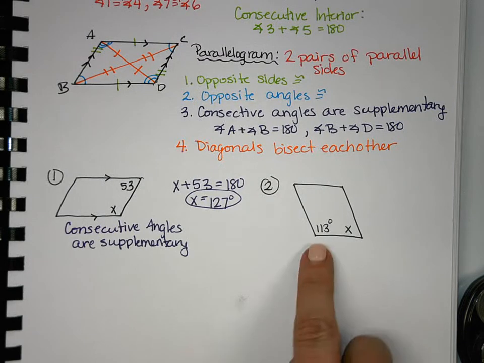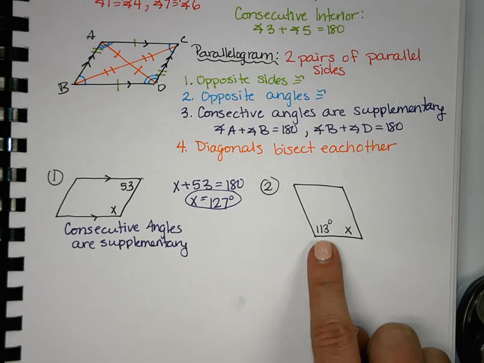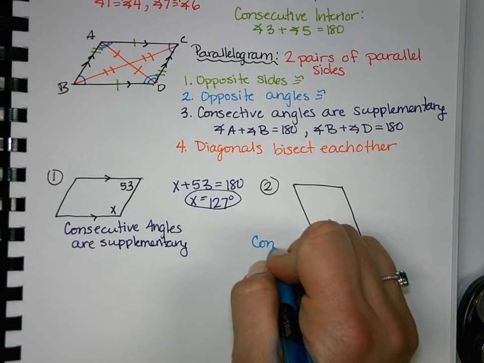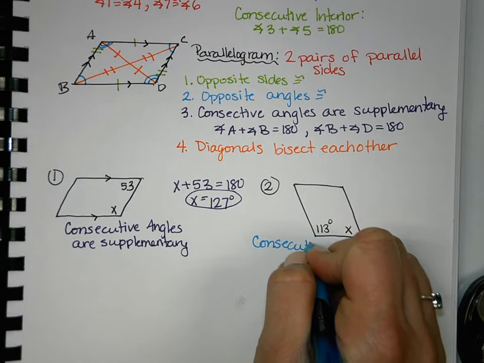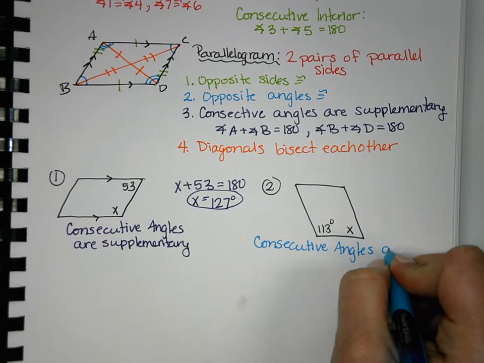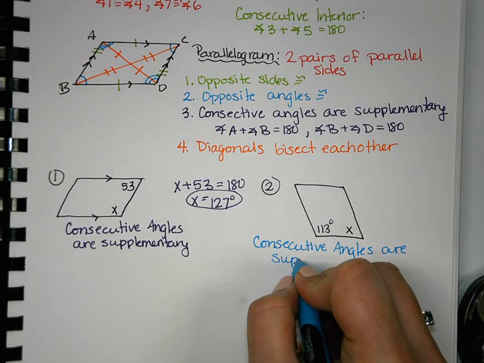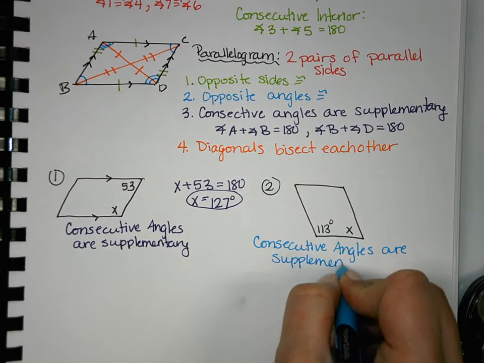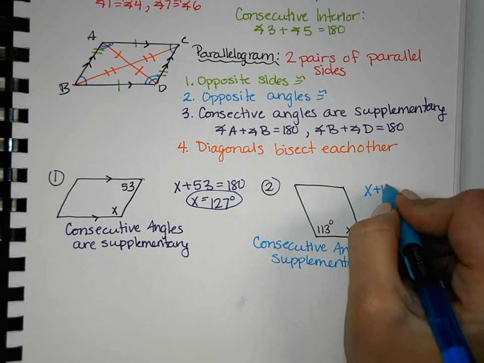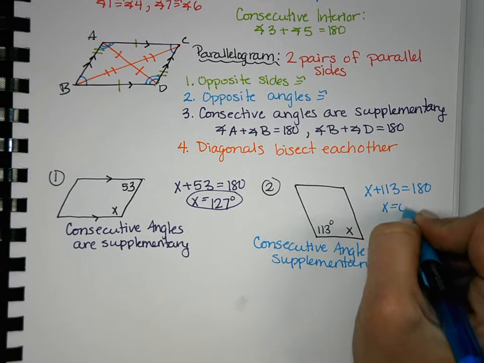Okay, even though these are the bottom two, they're still consecutive because they're right next to each other. So we would say consecutive angles are supplementary. That would be our reason that we can use. So x plus 113 equals 180. So x would equal 67.